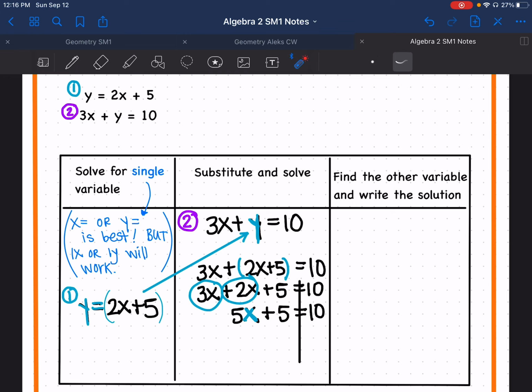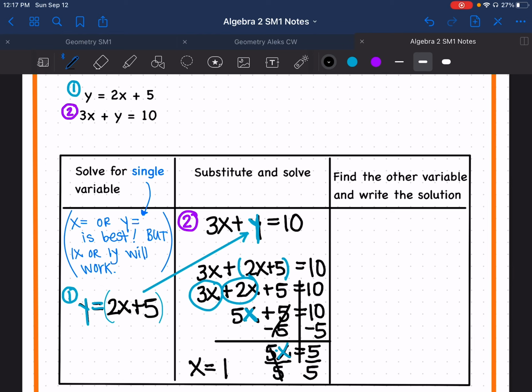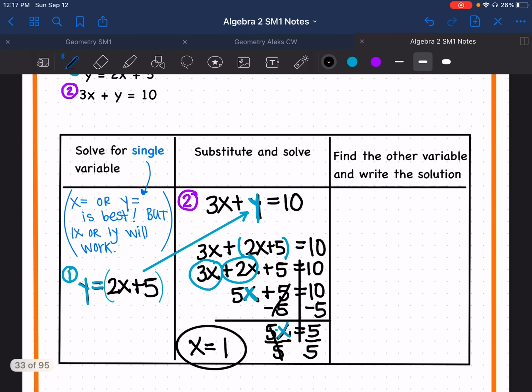It is alone on one side, so I'm going to get rid of this addition by doing the opposite, which is, of course, subtracting. What I do to one side, I have to do to the other. I'm going to bring down that 5x. And of course, our last step should almost always be to get rid of the multiplication. We very rarely do division. x equals 1. There's one of my answers. I'm going to circle it. Now in my last step, I'm going to find the other variable and write the solution.